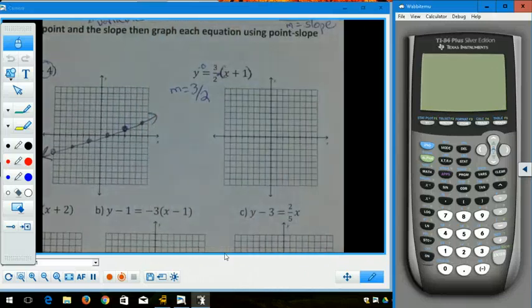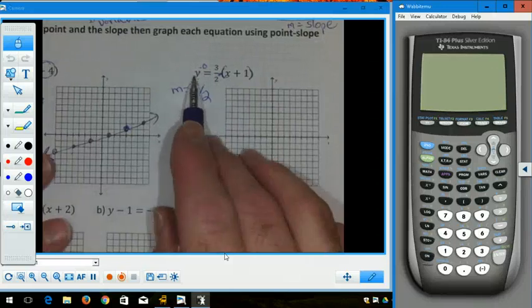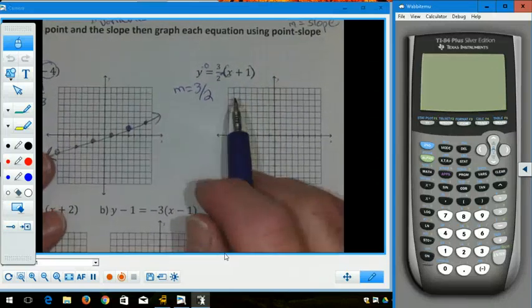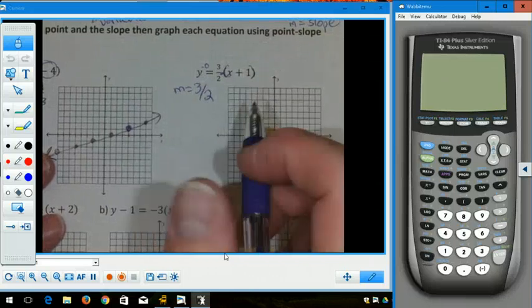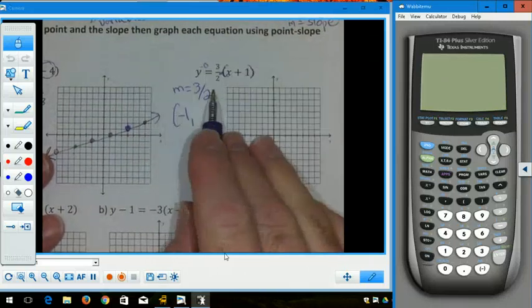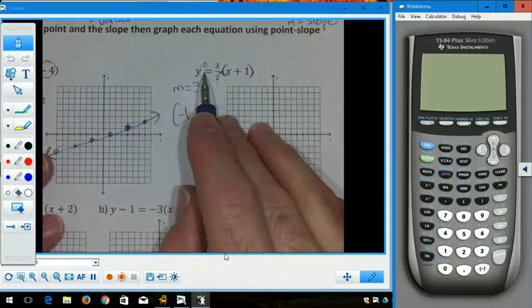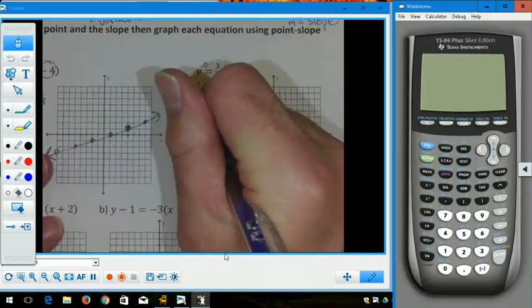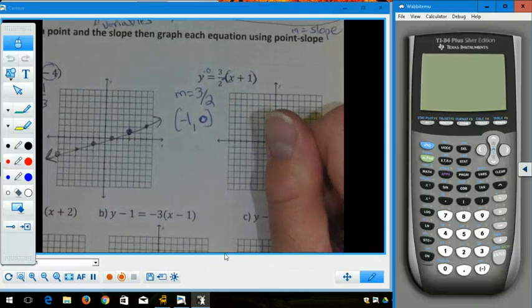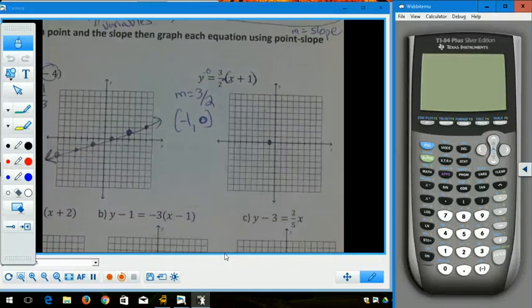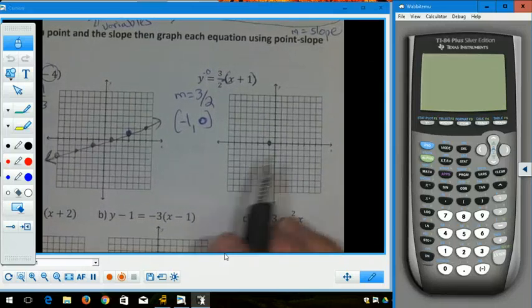But I can't use the slope until I have a point, either the y-intercept or some other point that is true for this equation. That point has an x-coordinate that's the opposite of what I see in here, so -1, and a y coordinate of the opposite of what I see, but there's nothing there, so it's 0. So I go to -1, 0, and put my first point. It's actually our x-intercept, not our y-intercept.